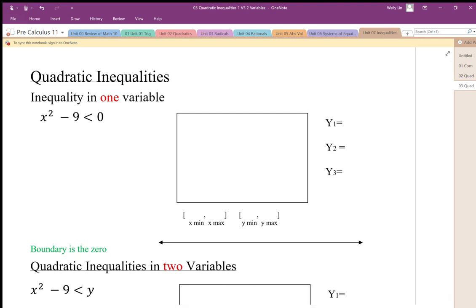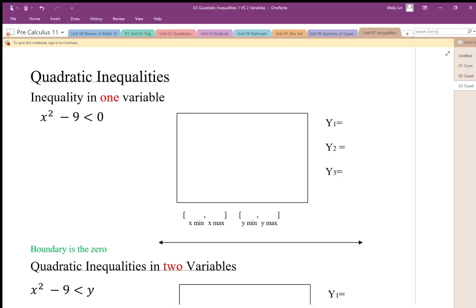We looked at quadratic inequalities in one variable last day, and we can see just by inspection here that we're looking for where this inequality is less than 0. If x is between -3 and 3, so for example, 0 squared minus 9 is less than 0, there's a solution. So our solution is between -3 and 3.